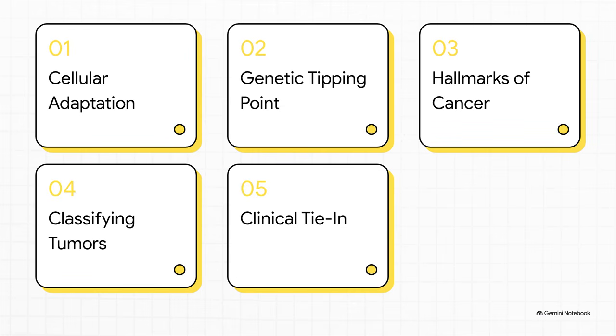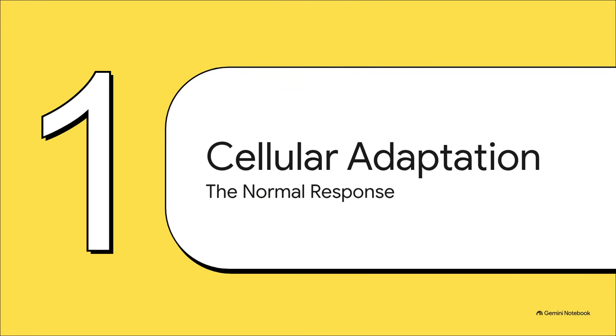So here's our roadmap for today. We'll start with cellular adaptation, move into the genetic tipping point, then cover the hallmarks of cancer, classifying tumors, and finally, we'll wrap it all up with a clinical tie-in. All right, let's dive right into part 1, cellular adaptation, the normal response.